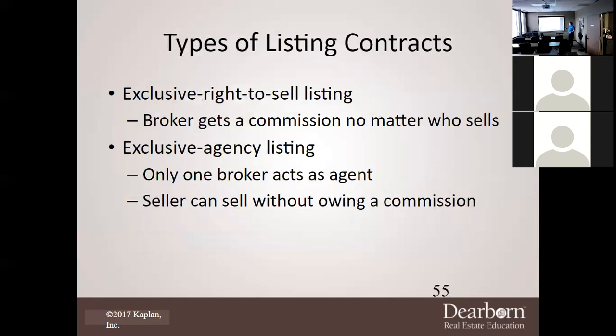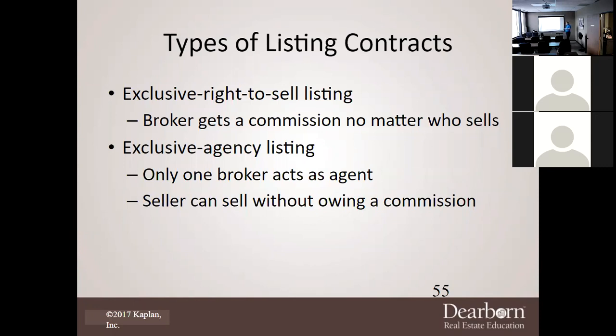Again, there are different types of listing contracts. So after Travis has come to you, Mr. Eugene, he's done his presentation and got his paperwork together. It depends on his broker. The broker makes the decision. But if his broker gave him full discretion, he could give you an option of what's called an exclusive right to sell or an exclusive agency.